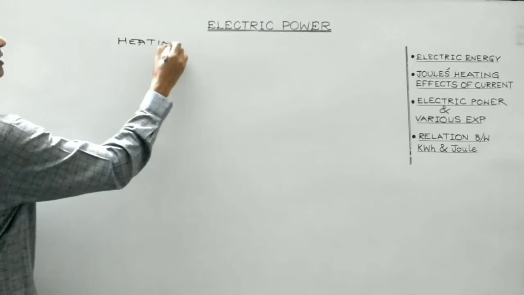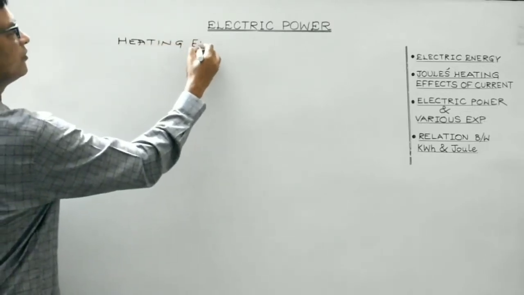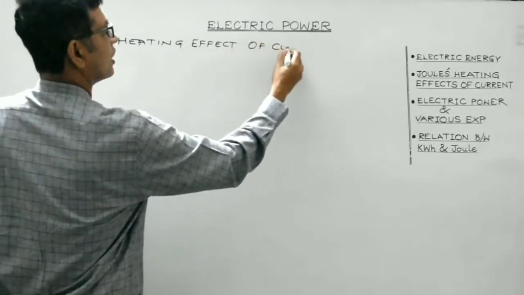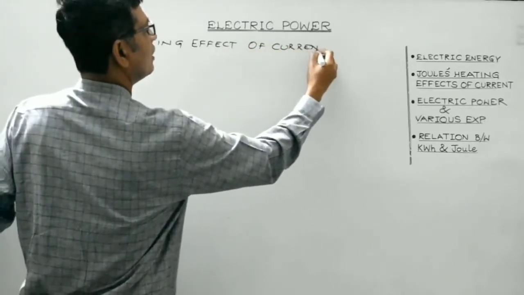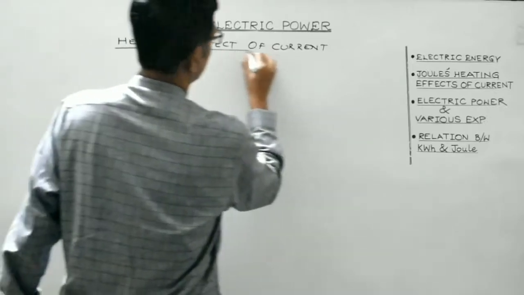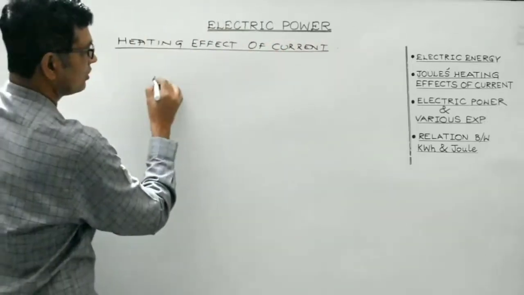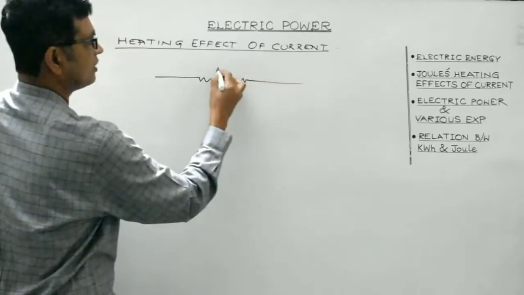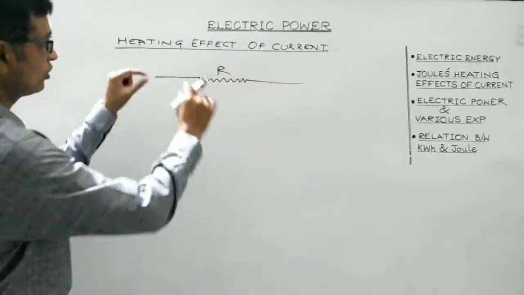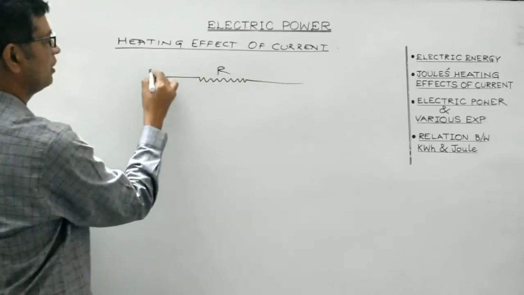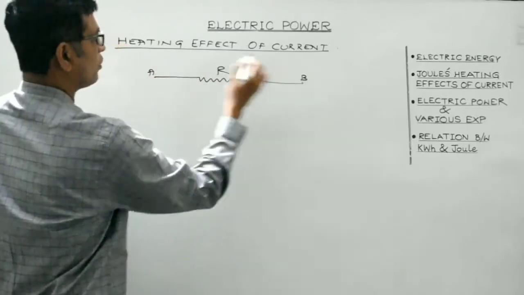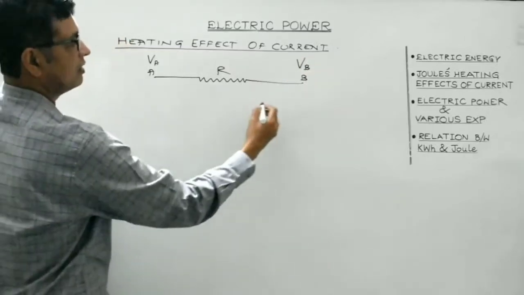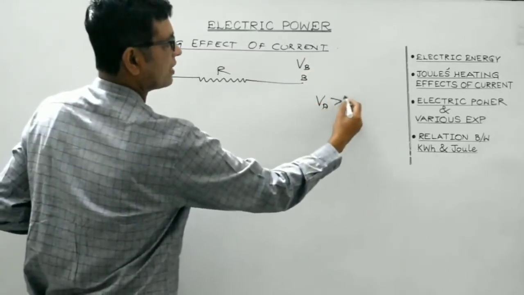And as I've stated, this heating effects of current was first studied by James Joule. Suppose this is a conductor, any conductor, offering resistance R. Now suppose the ends of this conductor, A and B, are maintained at potential VA and VB. Let us consider VA to be greater than VB.